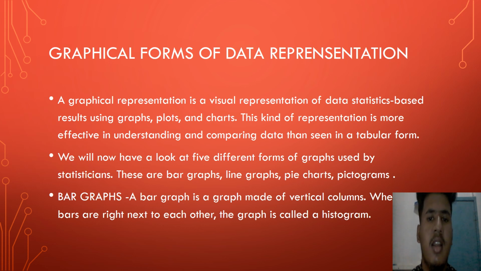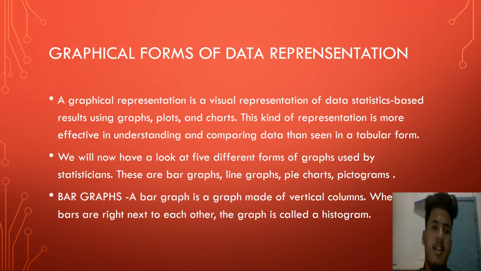Now we look at the graphical forms of data representation. A graphical representation is a visual representation of statistics-based results using graphs, plots, and charts. This kind of representation is more effective in understanding and comparing data than seeing it in a tabular form. We will now have a look at the 4 different types of graphs used by statisticians. These are bar graph, line graph, pie chart, and pictogram.